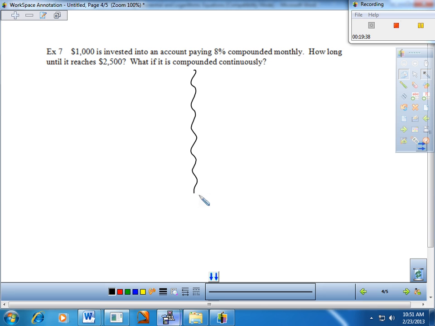So 2 parts. So monthly, here's what I'd ask you to do. Do you remember the formula for compound interest for everything but continuously? And I remember it as A is equal to P times (1 plus r over n) raised to the nt. Just be careful about that nt. Most of the time I like that in parentheses.